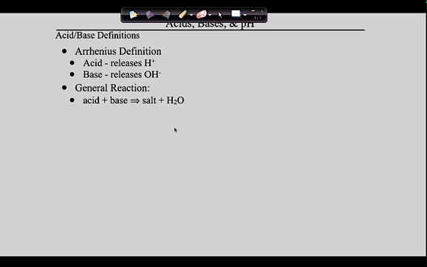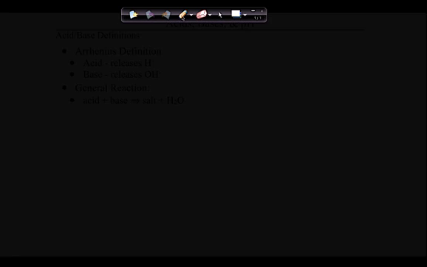So guys, let's take a stab at this. Pick your favorite acid. What is it? Citric. Oh, I don't know the formula for that. Okay, so let's do stomach acid.